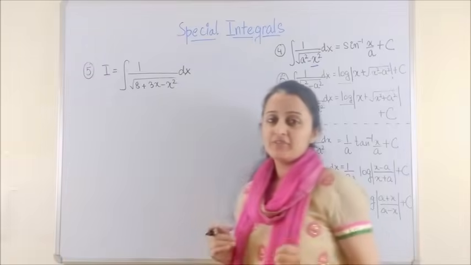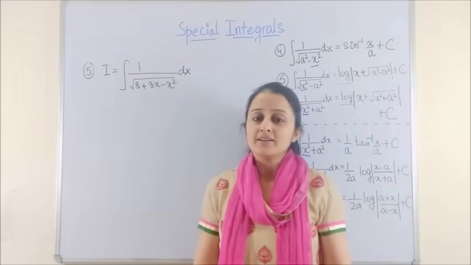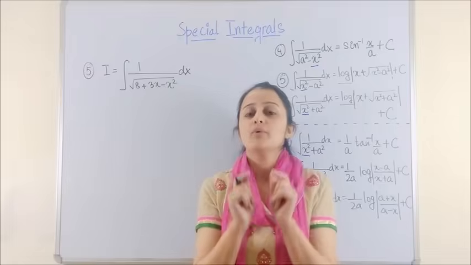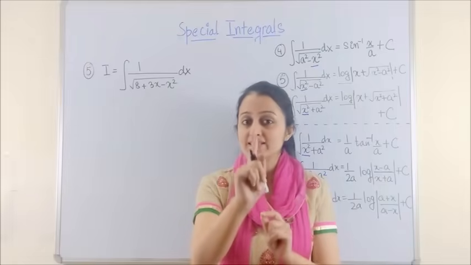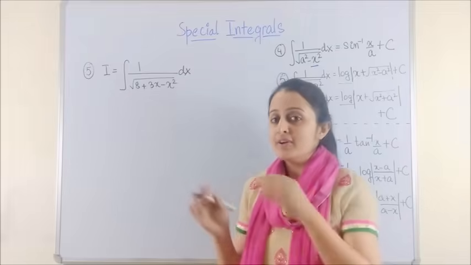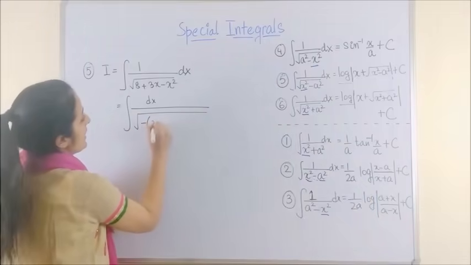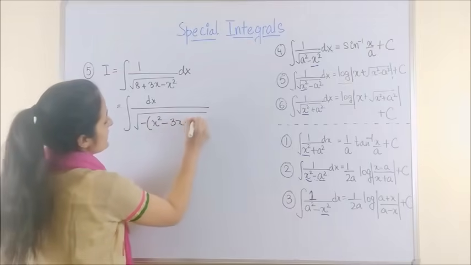Now look at your fifth one. Once again we can complete the square, but before that, keep in mind I want to keep my coefficient of x square as 1. Here x square has it as minus. So we can take this common. So the square root becomes x square minus 3x minus 8.